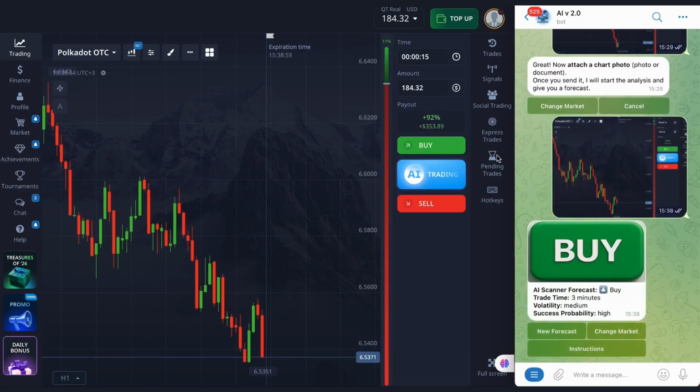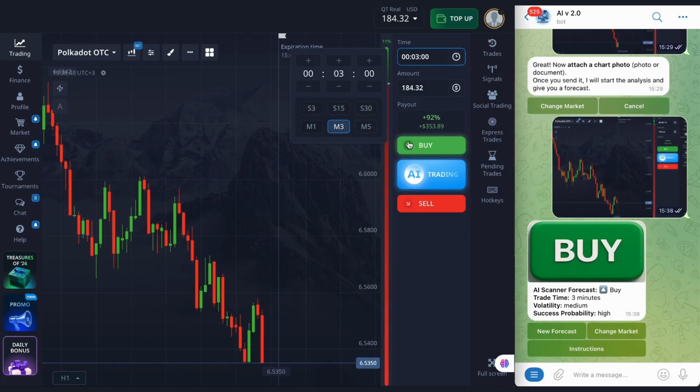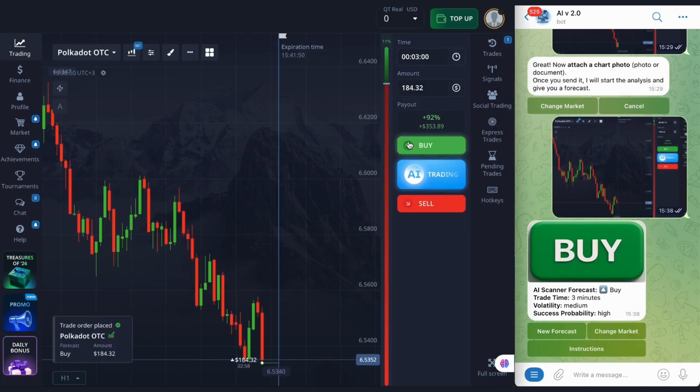It is gonna be a 3 minutes buy. Let me set my timer on 3 minutes, ladies and gentlemen, and execute a buy order for this trade. We're gonna hold on tight and see how this plays out. Predicted by our AI screener version 2.0 to be a buy. 3 minutes, volatility level set to be medium, and success probability is set to be high.